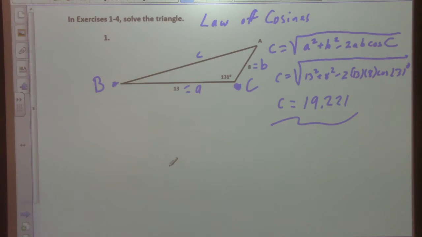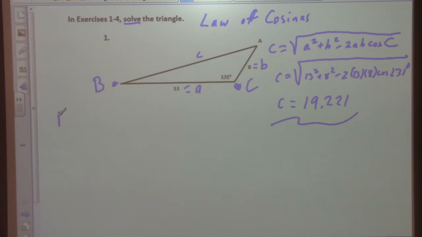And next, it says solve, so we're looking for every single angle inside, right? So what are we missing still? We're missing two angles, aren't we? Okay, when you have two angles, you're going to use what to solve for the next angle? Law of sines. Yes, very good.